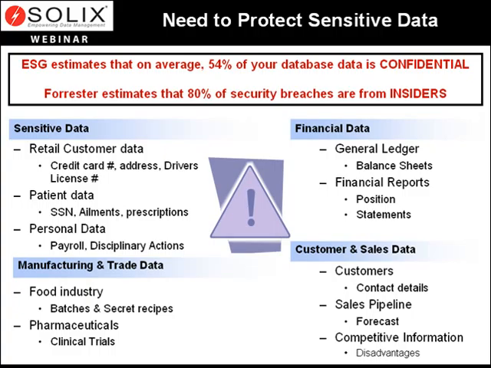But look at all the other information that's in your corporate databases that you may not want to get exposed outside of that production environment. Manufacturing and trade data. If you're in the food industry, you probably have some secret recipe. Clinical trials in the pharmaceutical industry. Or what about general financial data? Your GL or financial reports, or even worse, your competitive information. Who are your customers? Your sales pipeline, forecasts, competitive information, and disadvantages. All this information is data that not only resides in your production environment, but also resides in all the copies that you make for patch, test, development.